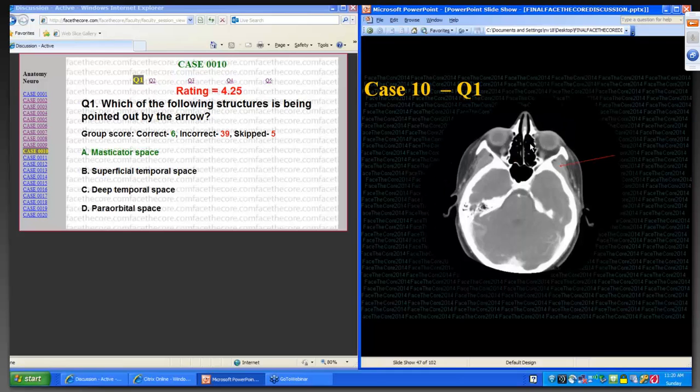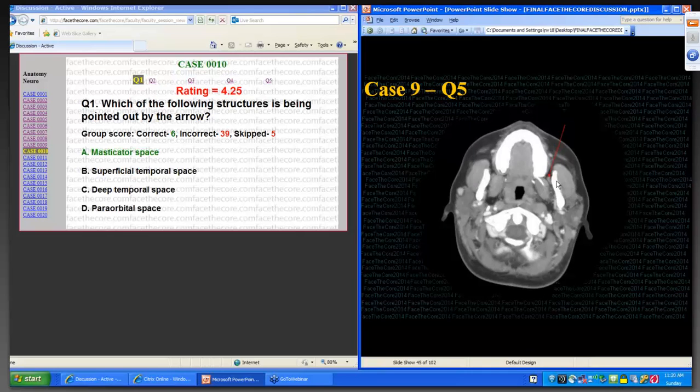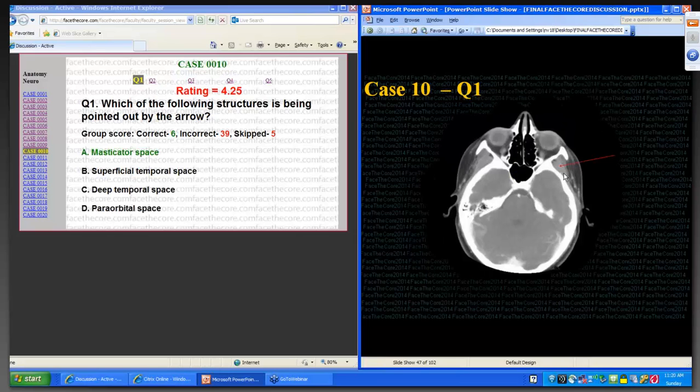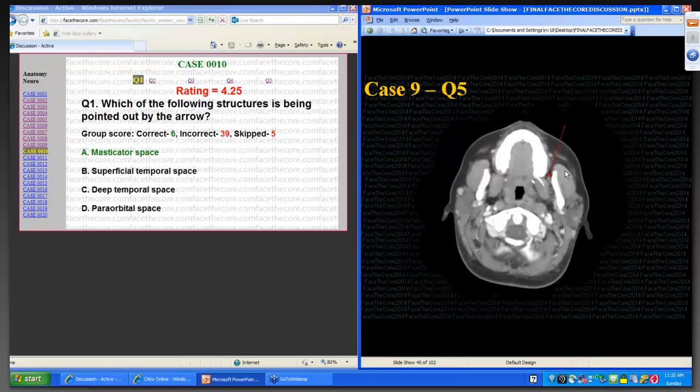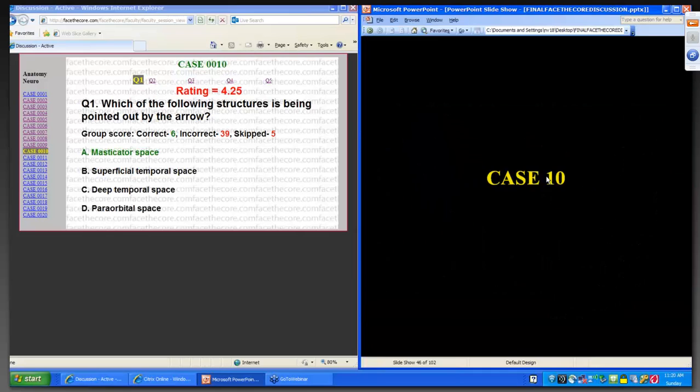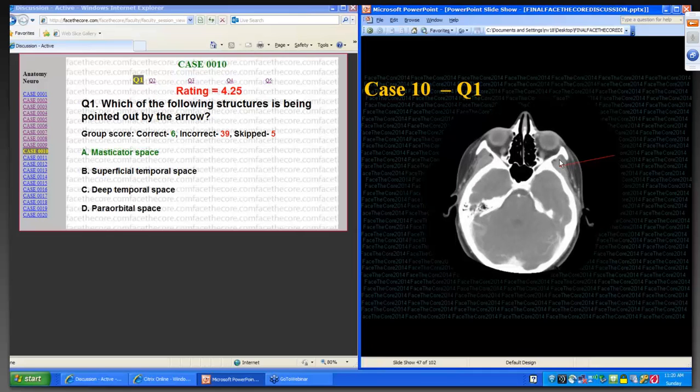So which of the following structures is being pointed out by this arrow? Is it the masticator space, superficial temporal space, deep temporal, or paraorbital space? So remember that the masticator space, while we typically think of it in this location, does extend superiorly. The temporalis muscle has a large insertion on the calvarium, and this is actually a part of what's called the suprazygomatic masticator space. And it's sort of a large fan-shaped area as it extends to the calvarium. And therefore, while the majority of masticator space lesions are usually from odontogenic infections, you can have spread extending superiorly into the suprazygomatic masticator space.